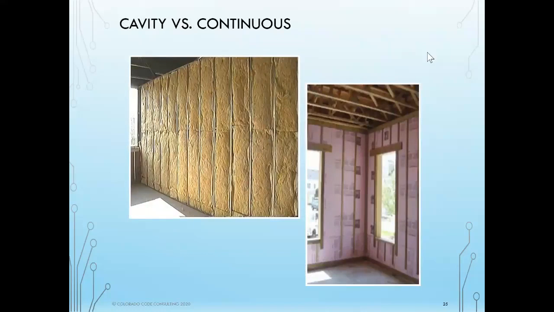I think we've got a pretty good handle on that. Cavity is defined now in the 2018 code as insulation placed between framing members. So anything that's in between the framing members. Then we've got something on the right-hand side that's continuous and looks like it's got some furring strips over it. But it's continuous across the face, whether it happens to be the interior or the exterior of the framing member, so we don't get that thermal bypass. That's what it's all about.